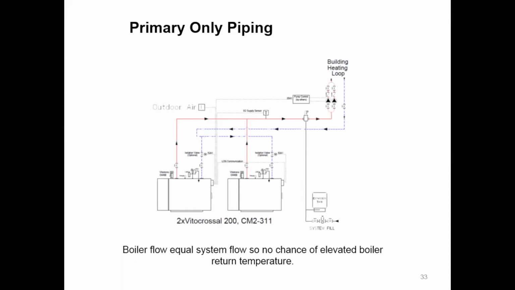The primary only has less things to consider to get there. I can do it with primary secondary, but I have to consider changing the delta T and the flow rate of the boiler differently than the system side of things. So let's take a look here.